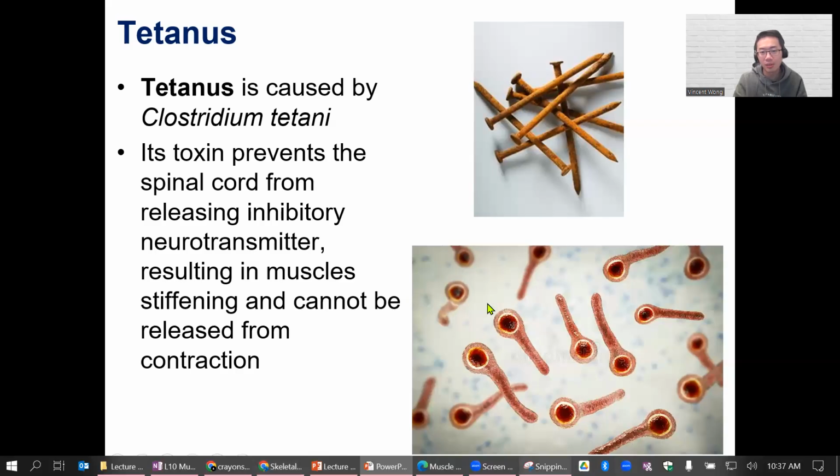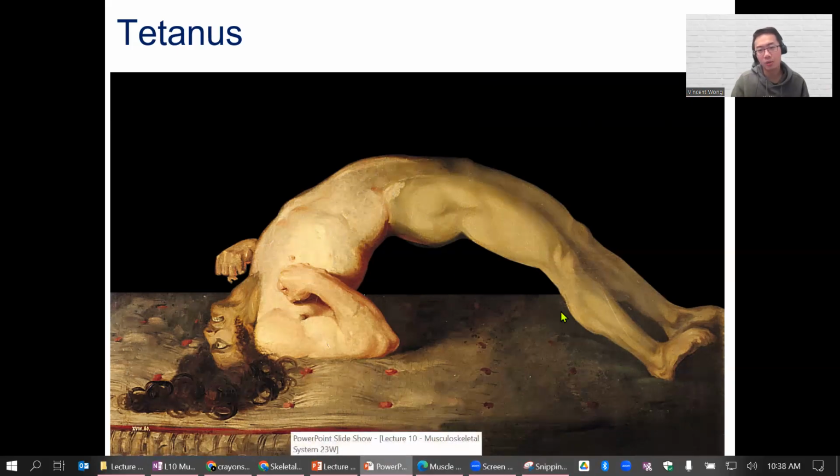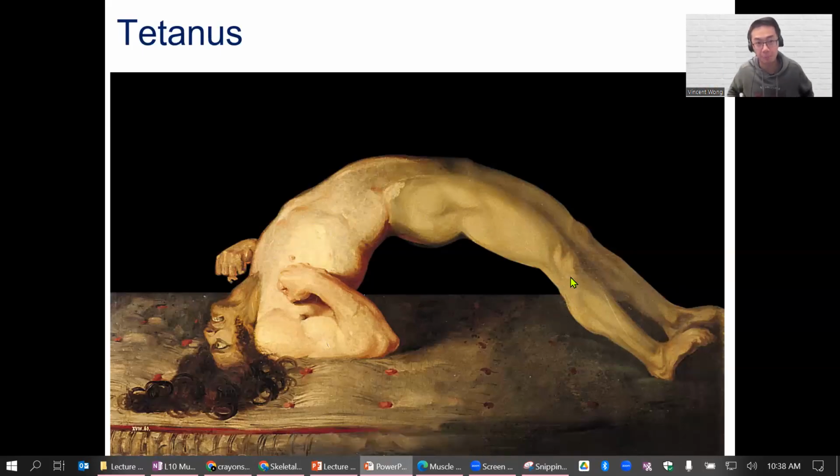Okay, so this is the bacteria. It looks like a sour key, and you don't want to get that. In World War I, where there was a lot of trench warfare, soldiers got infections from staying in the trenches for too long. They had cuts in their legs, and the bacteria could get into their wounds and cause them to stiffen up. And then the artists depicted what the patient looks like. You can see all the muscles stiffened up, all contracted, because the inhibitory neurotransmitter is blocked by the toxin.